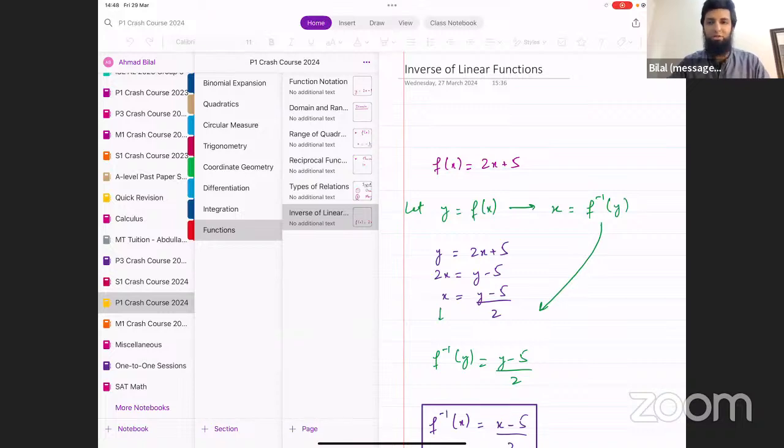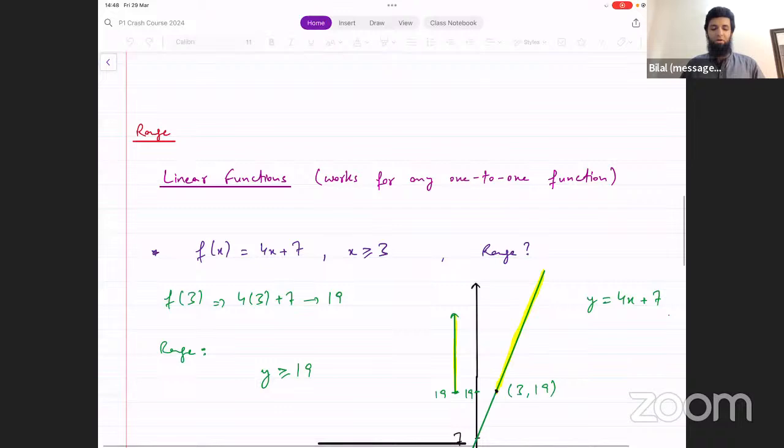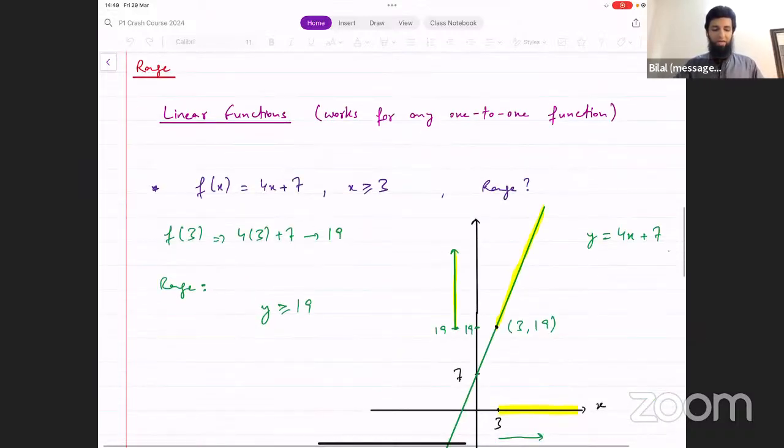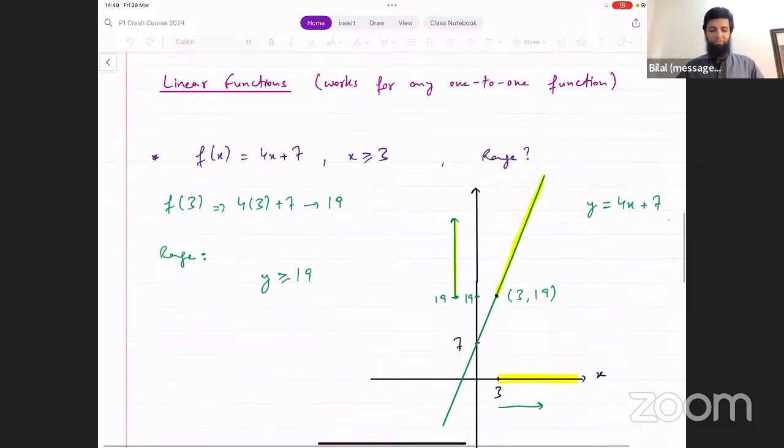So we were doing functions, and in the last couple of sessions, we have talked about a number of things. We started with function notation. Then we talked about domain and range of functions. Domain is basically the set of values of x that you can input into a function, and range is the set of values of y that a function can give you as an output. Then we talked about range of linear functions.